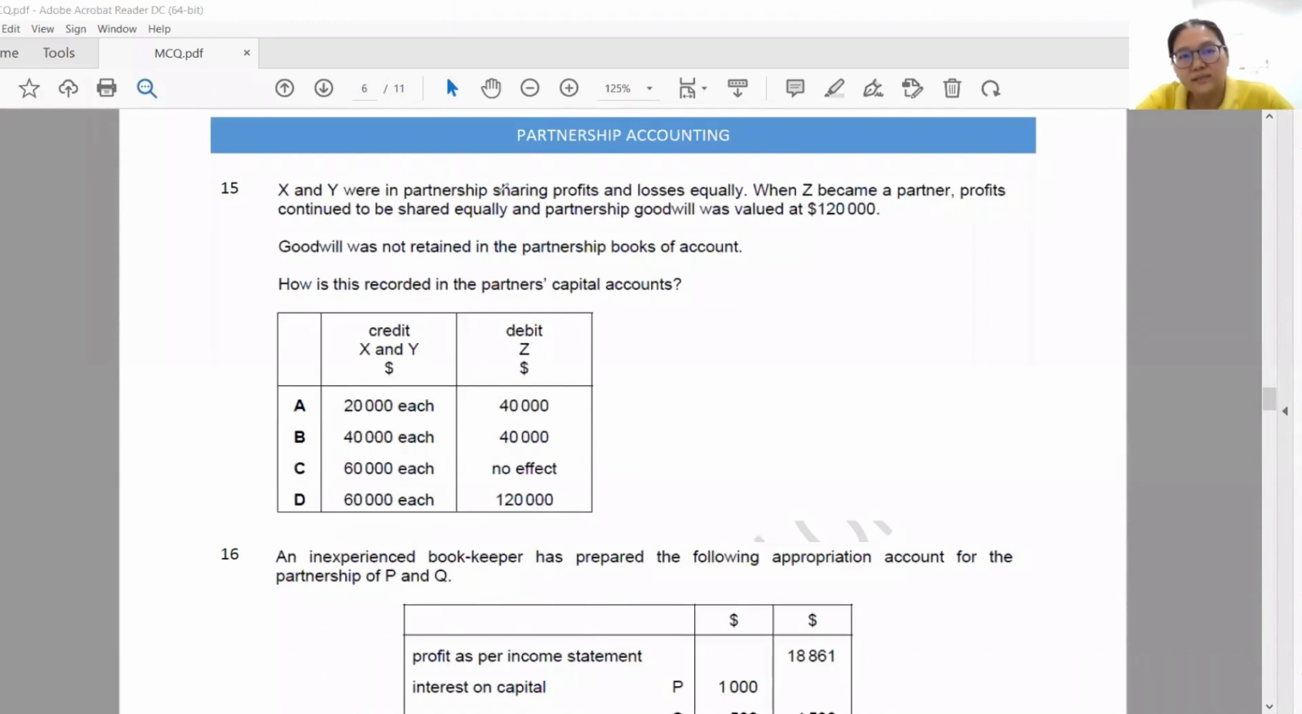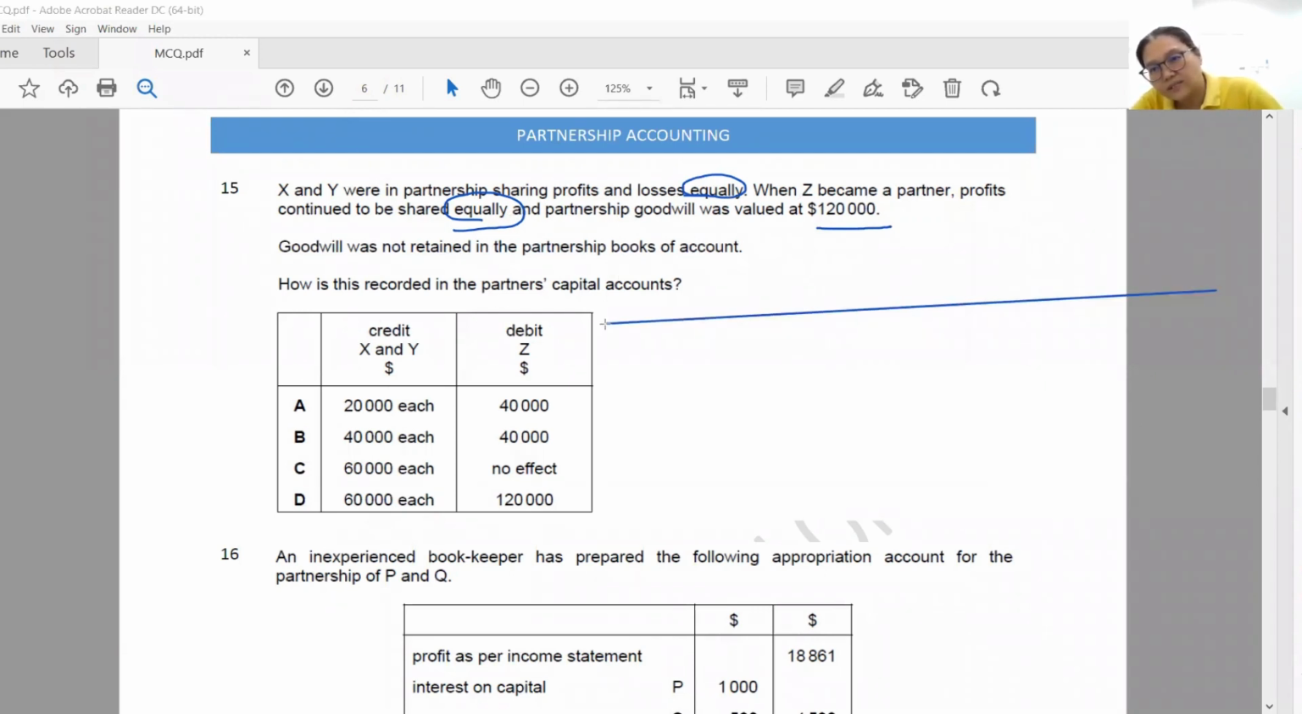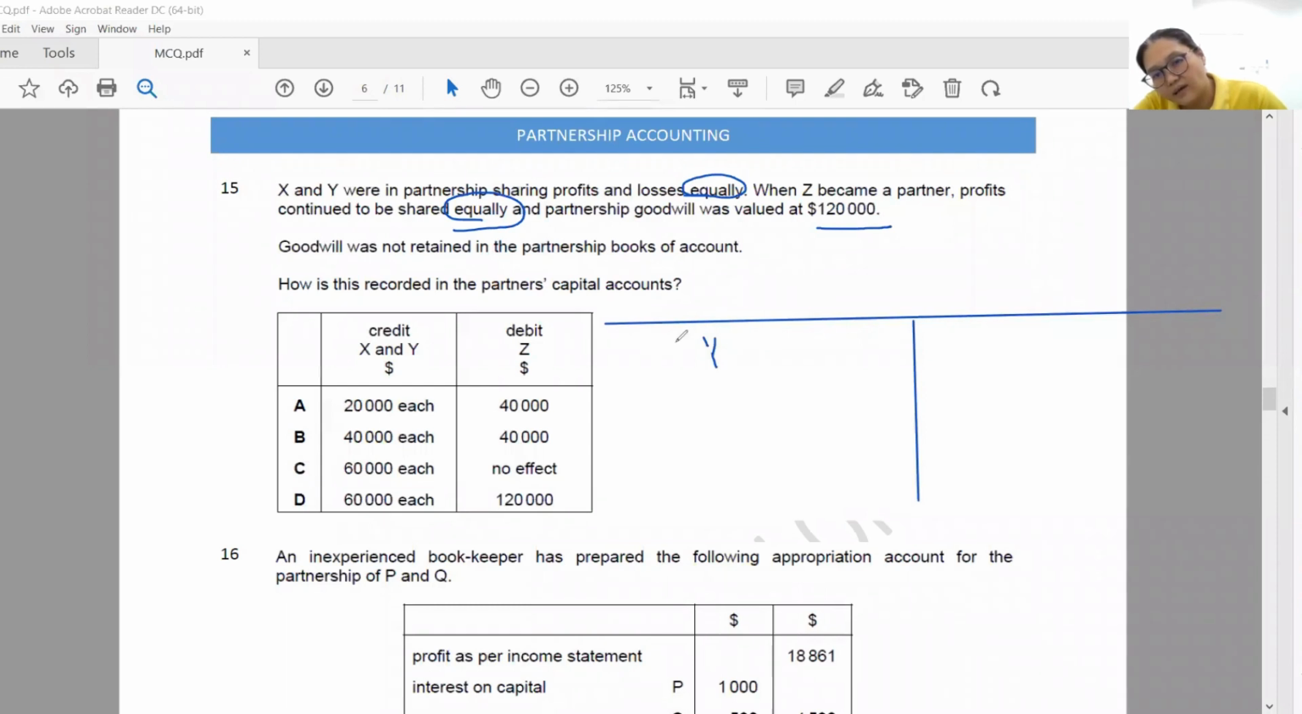X and Y were in partnership, sharing profit and loss equally. When Z became a partner, profit continued to be shared equally, and the partnership goodwill is 120. Goodwill was not retained in the partnership books of account. In this case, what is the action to be done? So we open a simple T account, showing how the goodwill is created and how it is written back, and the impact.